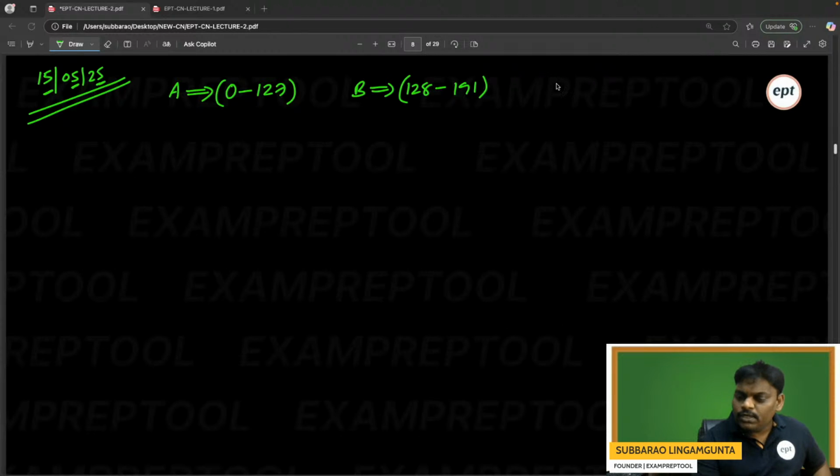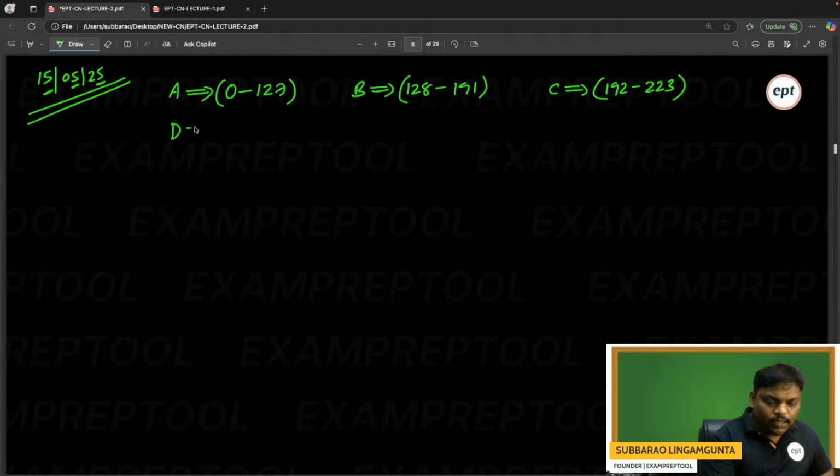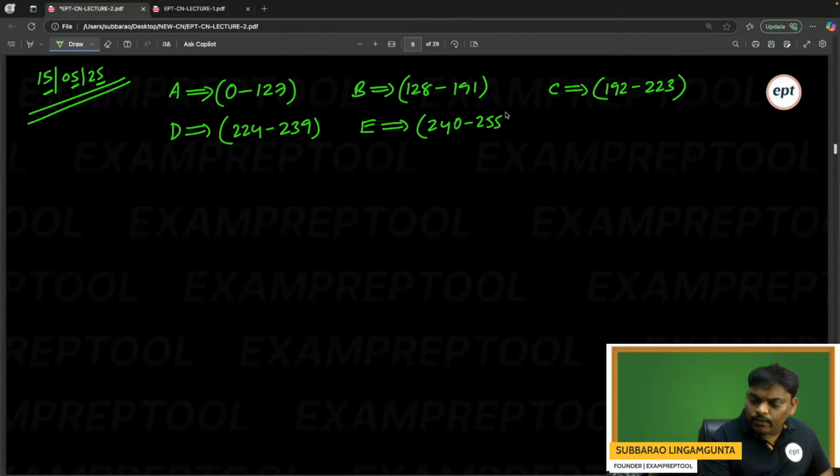Next one. If you see class C, I think 192 to 223. If you see class D, 224 to 239. If you see class E, 240 to 255.